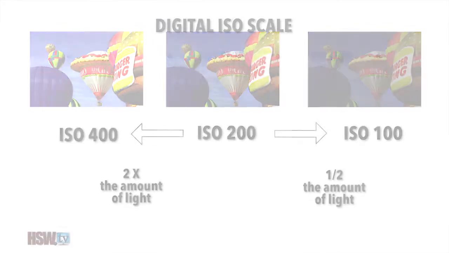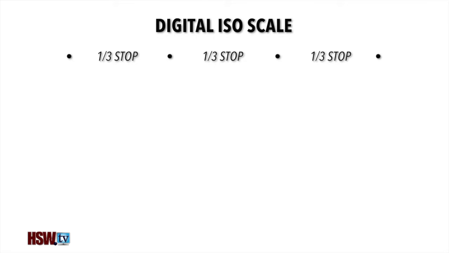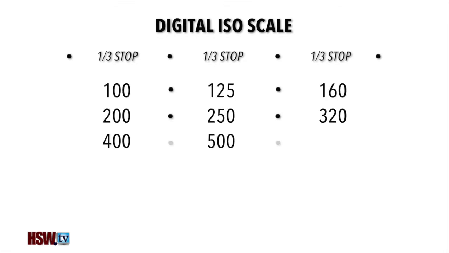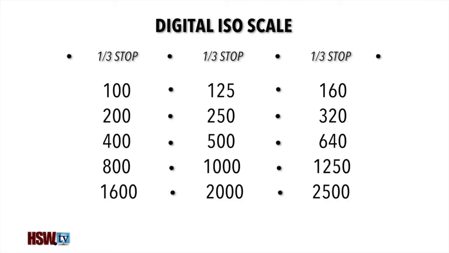In digital, the ISO scale reads in 1/3 stop increments. Starting at ISO 100, the scale reads 100, 125, 160, 200, 250, 320, 400, 500, 640, 800, and so on. Do you see how every third number is a doubling of the previous?